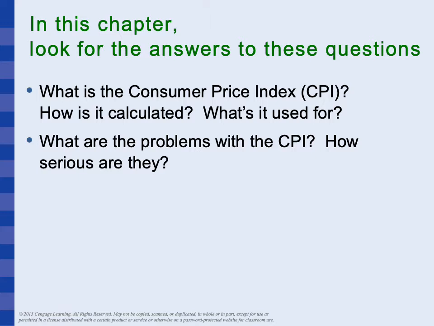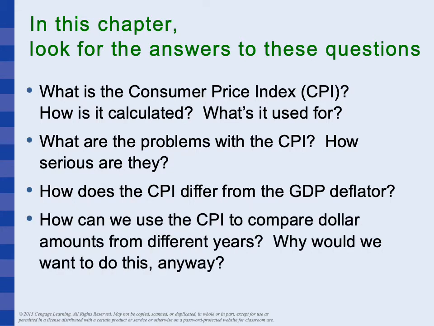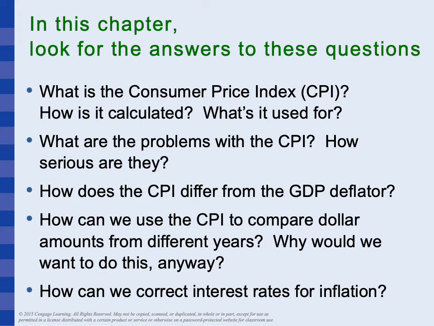Next, be looking for the answer to this question: what are the problems with the CPI, and how serious are those problems? Also look for this: how does the CPI differ from the GDP deflator that we learned in the last chapter? Also look for this answer: how can we use the CPI to compare dollar amounts from different years? And also, why would we want to do this anyway? And lastly, look for the answer to this question: how can we correct interest rates for inflation? And as it turns out, it's pretty straightforward.